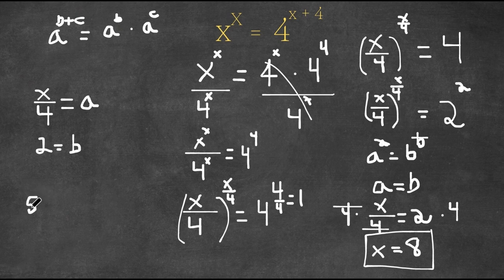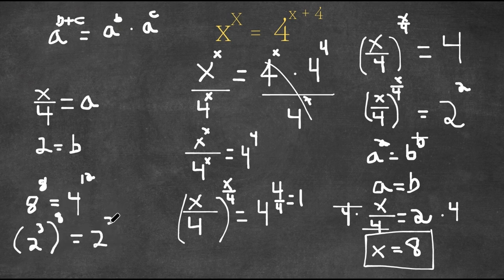Now, why don't we try plugging this into our equation? We have 8 to the power of 8 equals 4 to the power of 8 plus 4, which is 12. Now, 8 is equal to 2 to the power of 3, and we still have the power of 8. And 4 is equal to 2 squared, and this is still to the power of 12. Now, 8 times 3 is 24, and so is 12 times 2. So we know that these two are equal. So x equals 8.